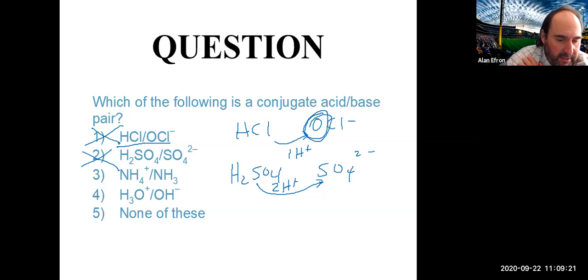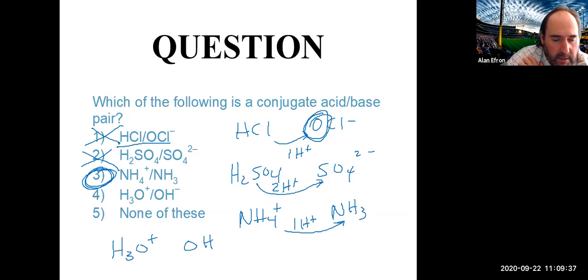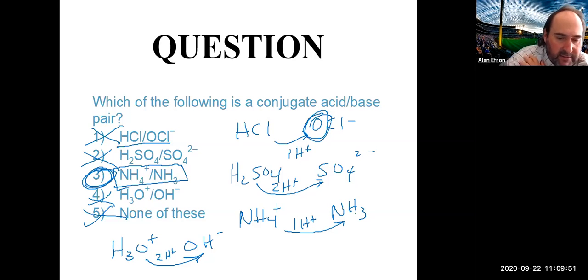Looking at number 3, we have NH4 plus and NH3. Again, the difference between these two is 1 H plus, actually. So number 3 looks like a winner. And number 4, the difference between these is 2 H pluses. So this would not be, and obviously 5 would not be. So it looks like number 3 there is the only one that is. Now you may say to yourself, aren't these related to each other? And they are related to each other, but they are not pairs. So a pair can only be 1 H plus.